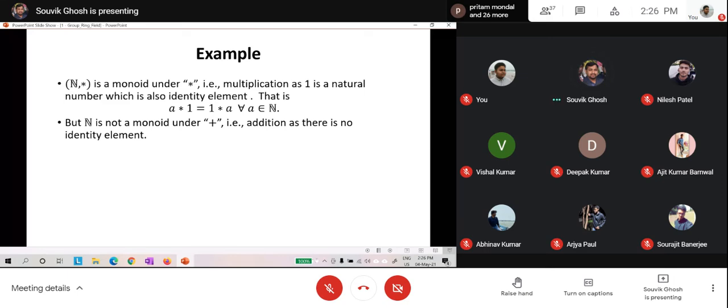But N plus, that is the set of natural numbers with addition, is not a monoid. Why is it not a monoid? Because there is no identity element. Is there an identity element in the set of natural numbers? Suppose you are given one natural number and you are adding some number with it and you get back the natural number again. So what is this element?